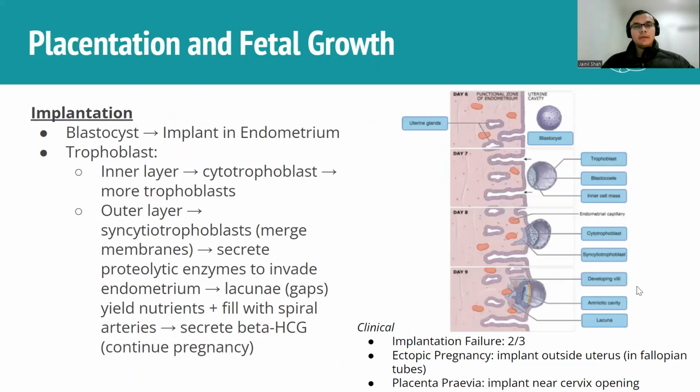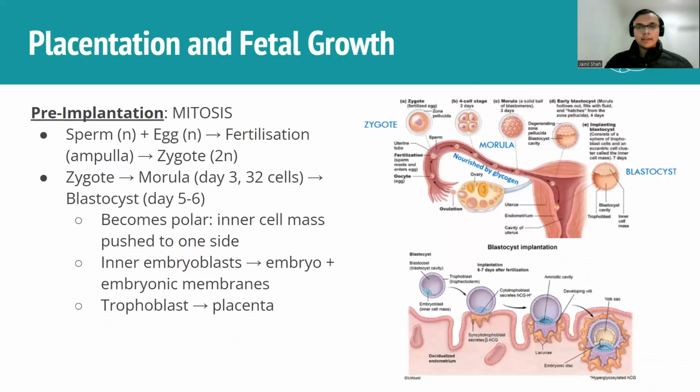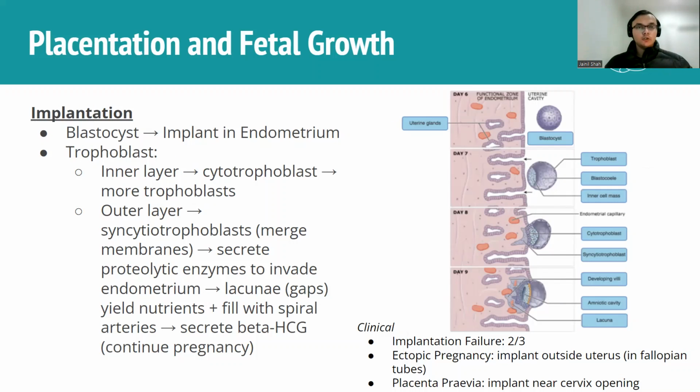The blastocyst will implant into the endometrium, and then a couple of things will happen. The trophoblast cells, which we talked about before, the outer layer of cells, further divide into an inner layer and outer layer, which can be confusing because we talked about the inner cell layer before, which was the inner embryoblast. That's separate to the inner and outer layers of the trophoblast. The inner layer of trophoblast cells becomes what's called a cytotrophoblast, and essentially it just divides and gives you more and more trophoblast cells.